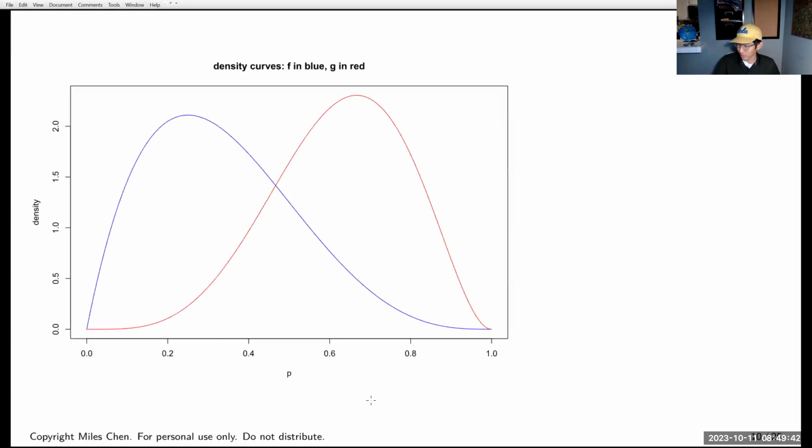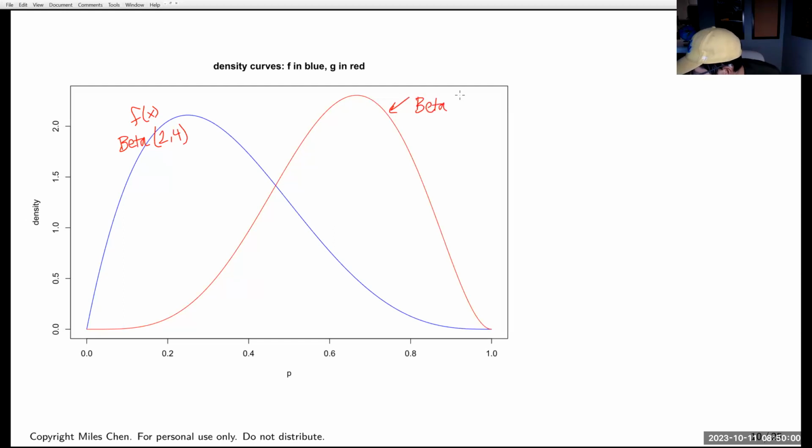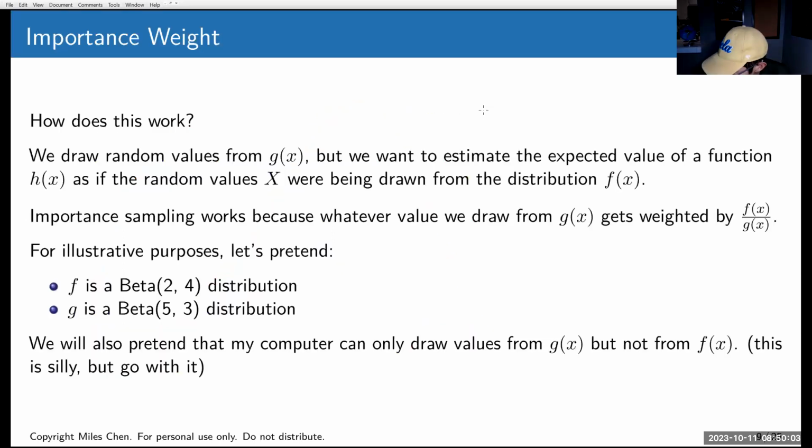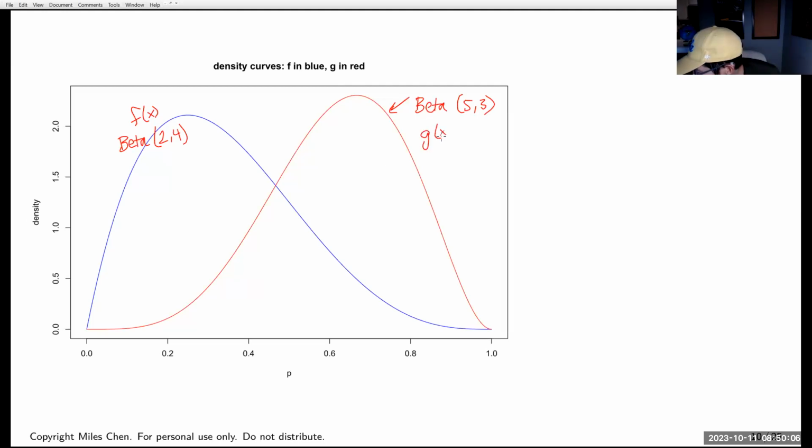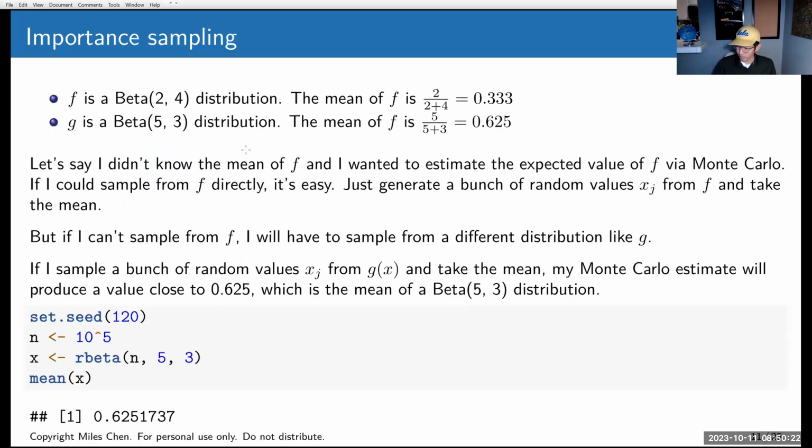Okay, so this distribution over here is f of x. This is the beta 2,4 distribution. All right, and then over here, this is beta 5,3, I believe. Yeah. All right, and this is g of x. So we can generate values from g of x, but what we really want is for our distribution to look kind of like the blue distribution. So, what do I do? Okay.